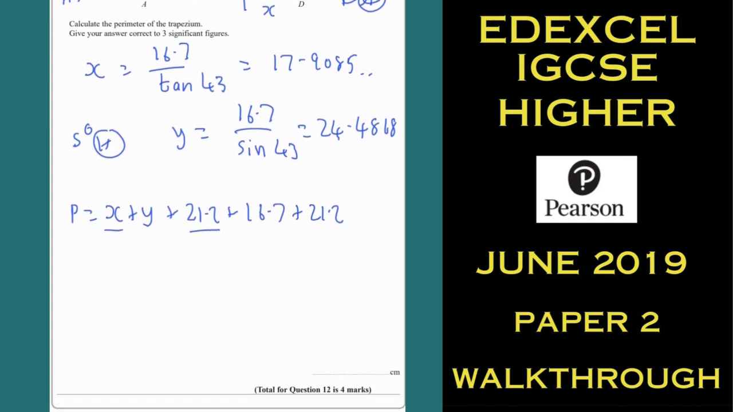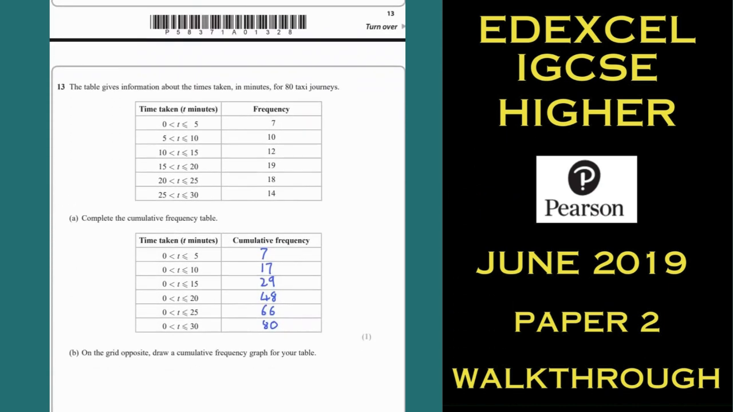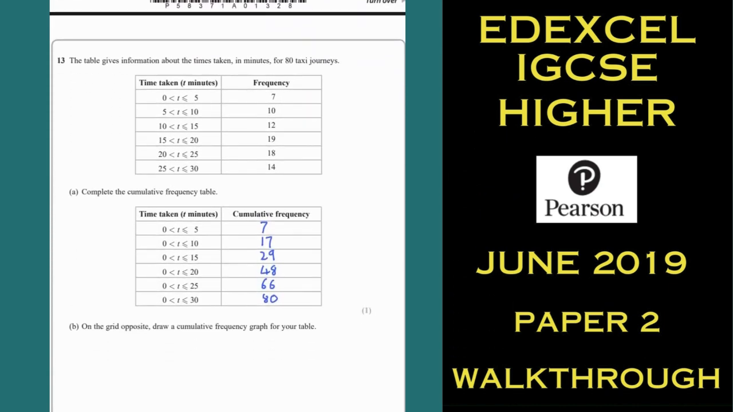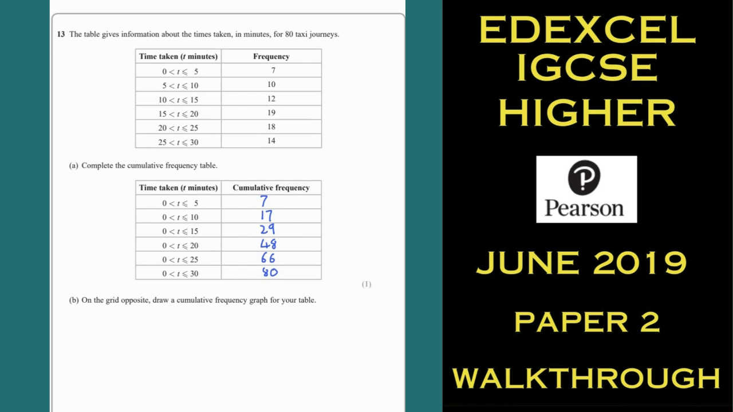On my calc, I get 101.4. 3 sig figs, only 101 though. On we go. I've filled it in already because cumulative frequency bores me. It's easy. You add them up as you go along. There you go, you get the mark.